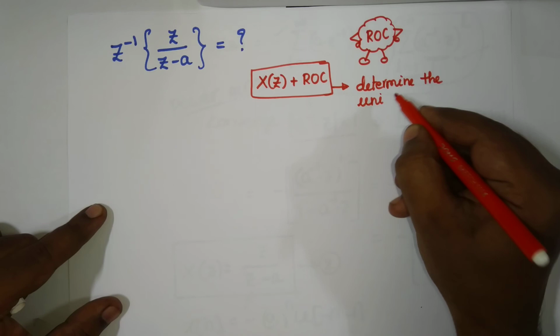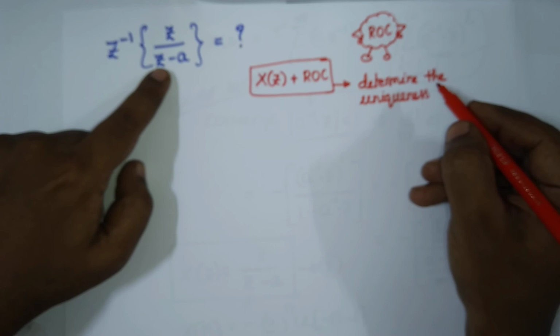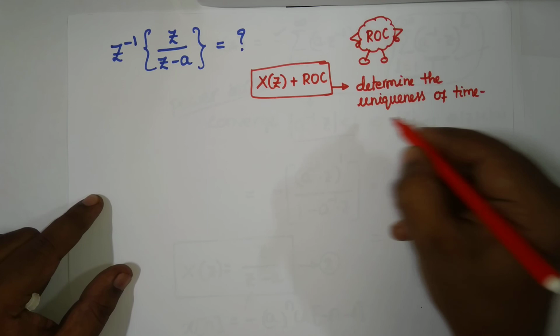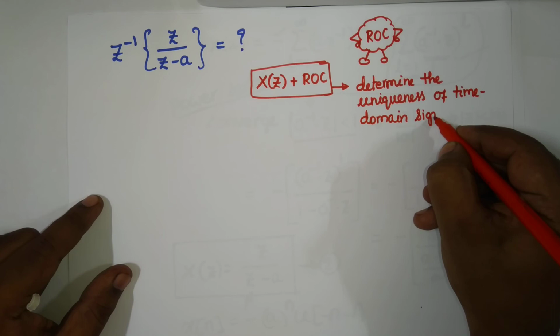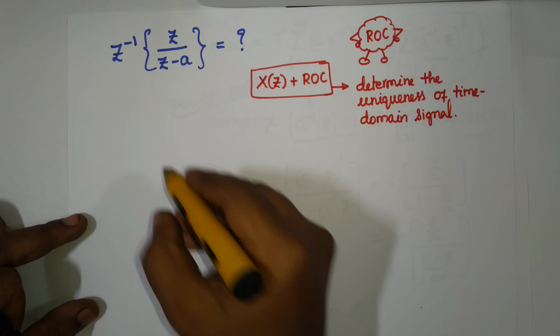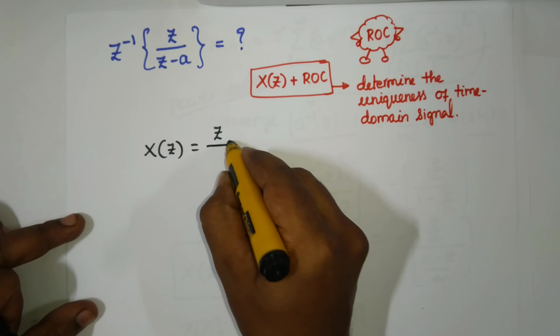The uniqueness means what? If I take Z transformation of Z inverse of this Z transform, then which signal I must get? That is what uniqueness is, right? So it determines the uniqueness of the time domain sequence or time domain signal, we could say. This is very, very important and useful to understand. What I mean to say is this. So I have x of z as z over z minus a.